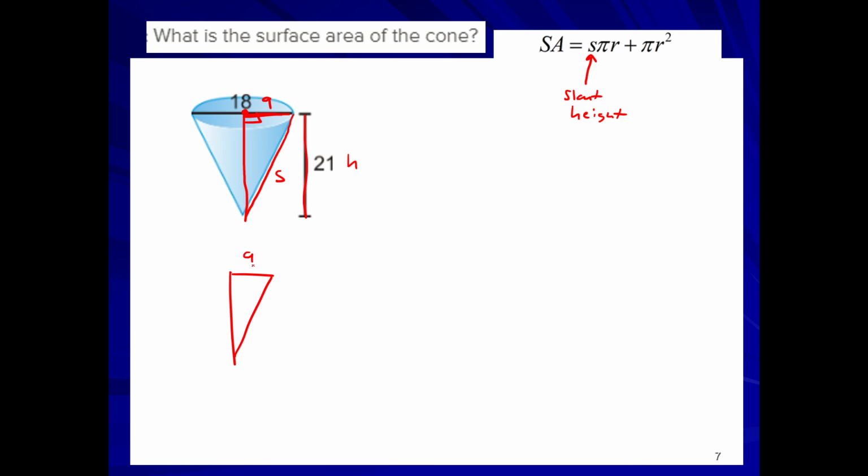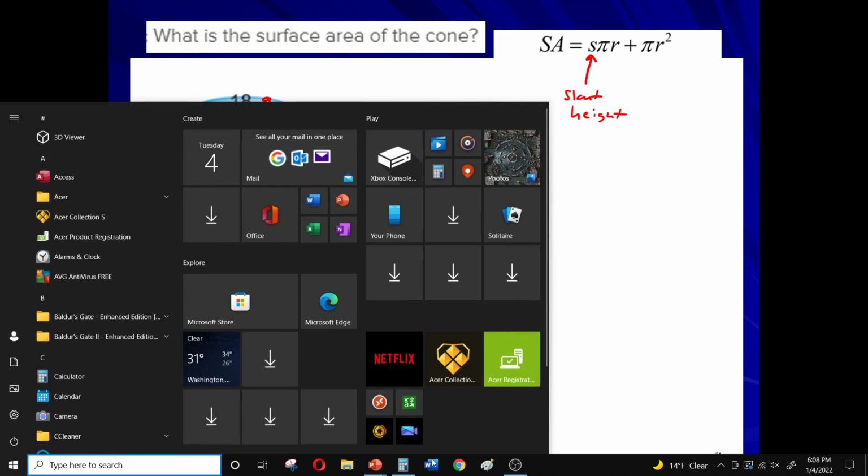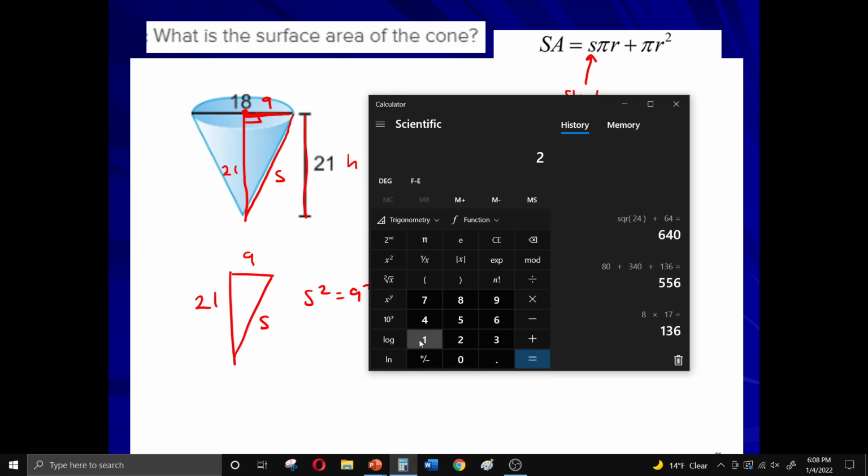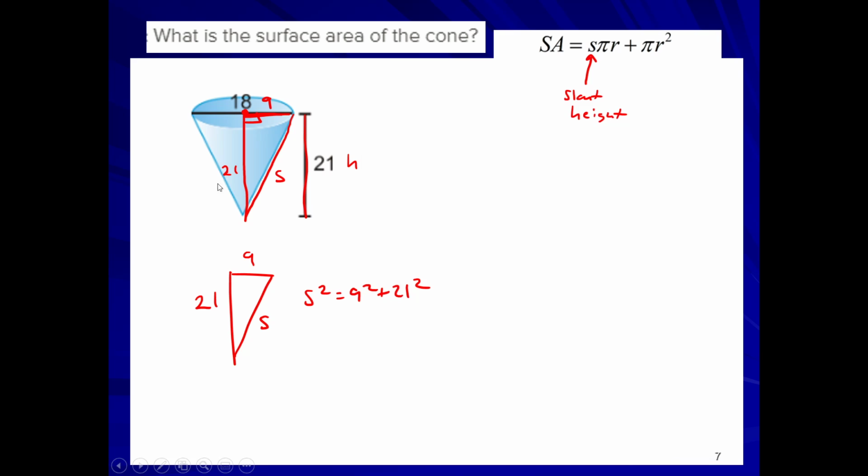And so setting this up, this would be 21, right? Because this dimension's the same. And then we would solve for S. We'll use a calculator. 21 squared plus 81 is 522, which is not a perfect square, so we're just going to leave it.